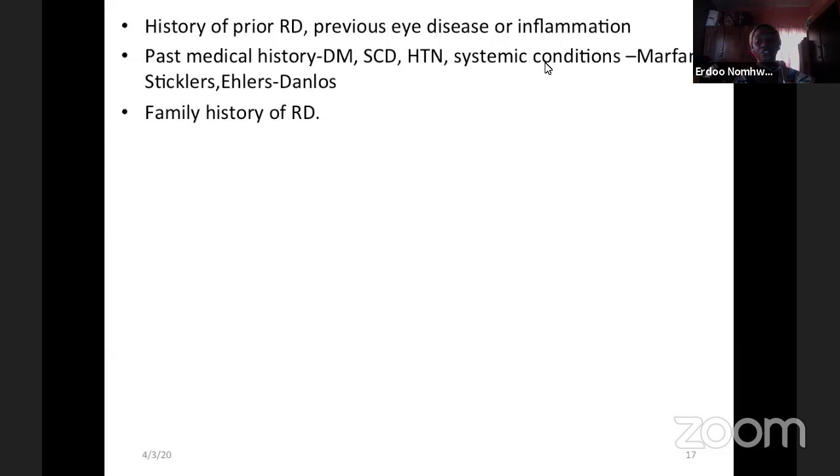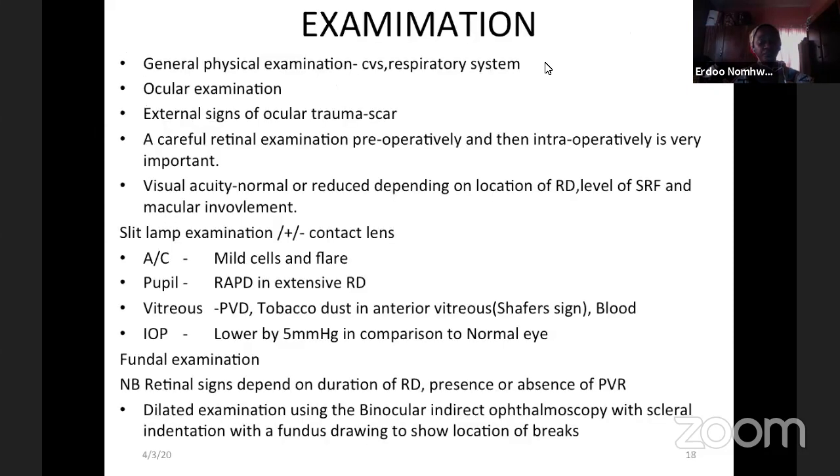Then the past medical history of medical conditions like diabetes, which can predispose them to having tractional retinal detachment, sickle cell disease, which will predispose them to the same tractional retinal detachment, hypertension, and systemic conditions like Stickler's and Ehlers-Danlos, all the connective tissue disorders, would also pose a risk of developing retinal detachment. So it's important to find that out. Then the family history of retinal detachment is important too, because it can predispose one to having retinal detachment.